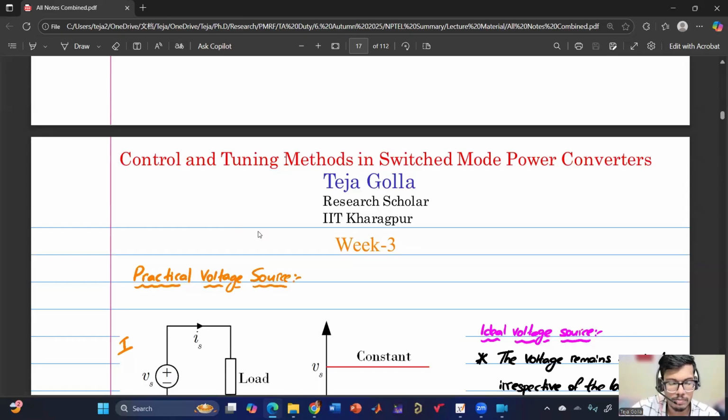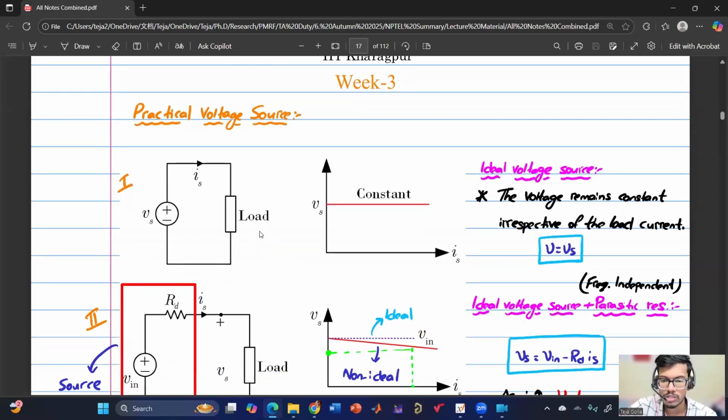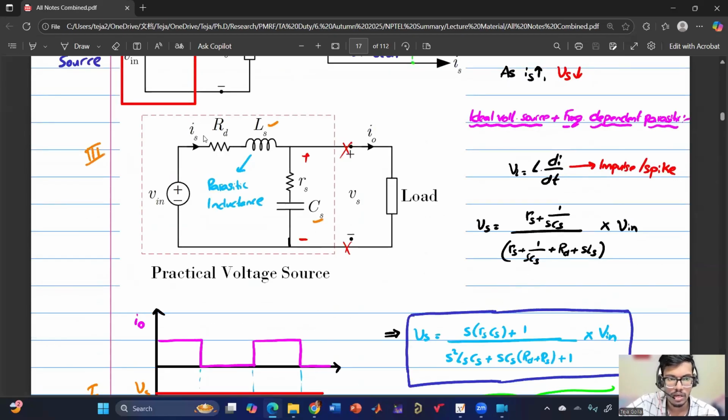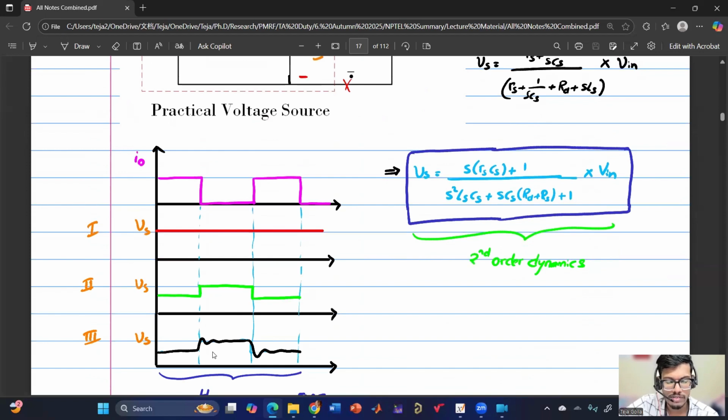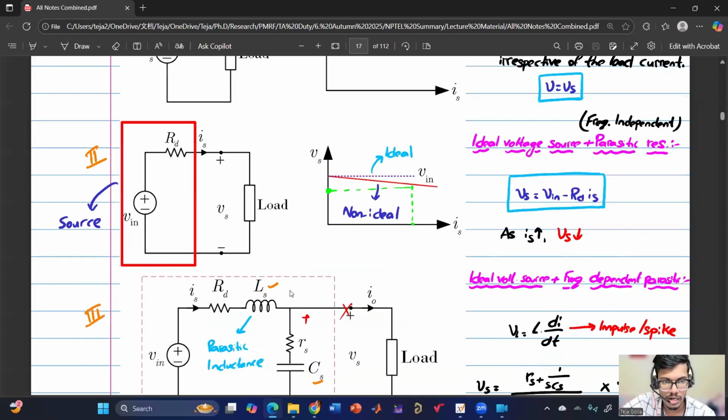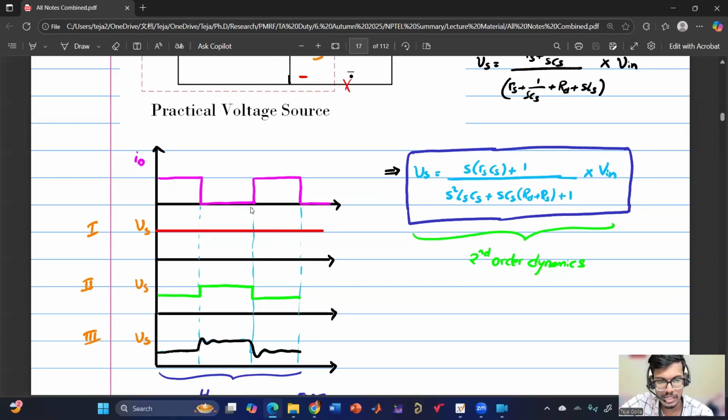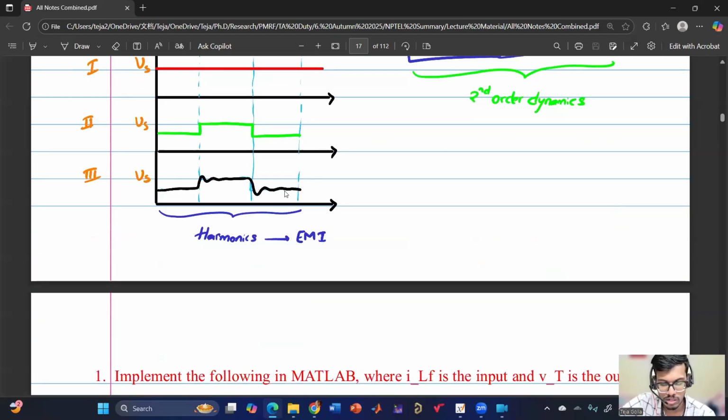So in week three, we started with the practical voltage source, because whatever voltage source we get will have some parasitic resistance as well as inductance, and parasitic resistance as well as some capacitance. So now this has become a second order system. So we have seen what the transfer functions are, and based on the transfer function, because it is second order, depending upon the damping, it can be underdamped or overdamped. So ideally, if I naught is changing, VS is constant. But because of this additional dynamics, because of the parasitics, it will exhibit a second order behavior.